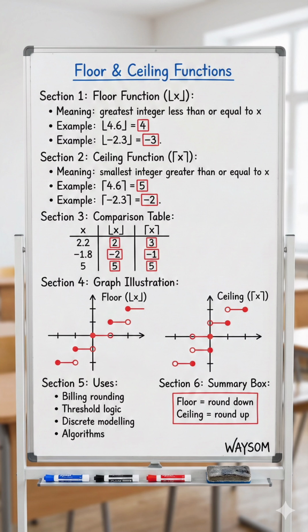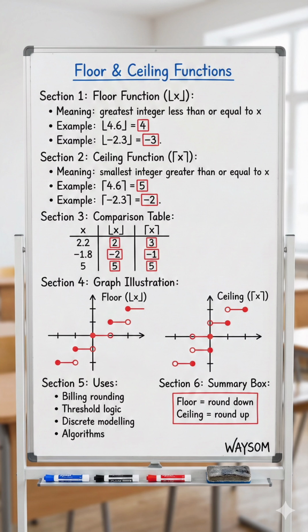Right below is the ceiling function. It gives the smallest integer greater than or equal to the value. So the ceiling of 4.6 is 5. For -2.3, the ceiling rises to -2 because that is the nearest integer above the number.